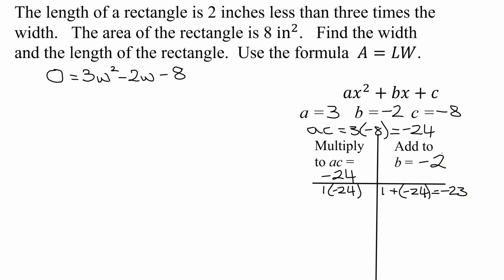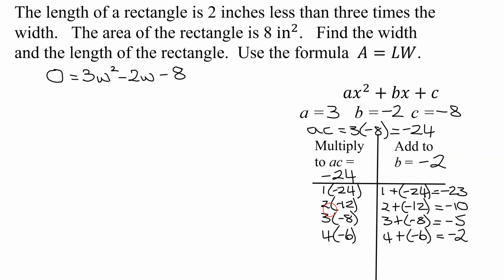So I'm going to put it on pause when I finish my table. So you can see 2 and negative 12 didn't work. 3 times negative 8 didn't work, but 4 times negative 6 is negative 24, and 4 plus negative 6 is negative 2. That's the number I'm looking for.